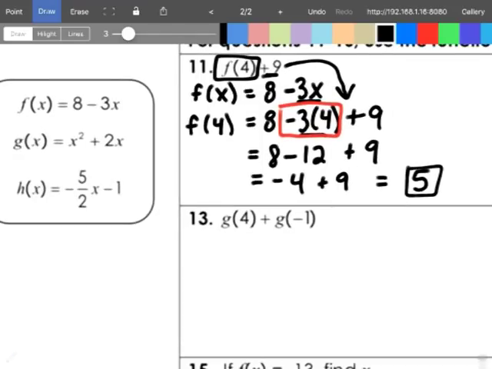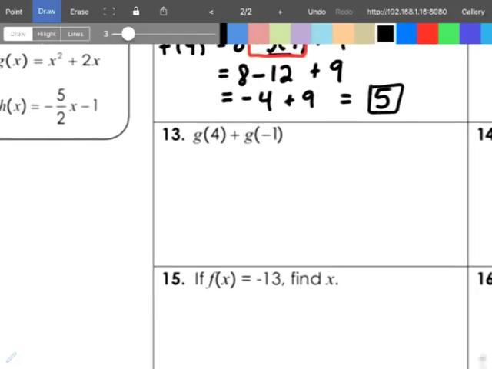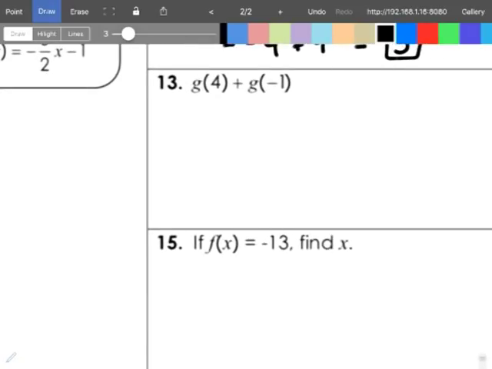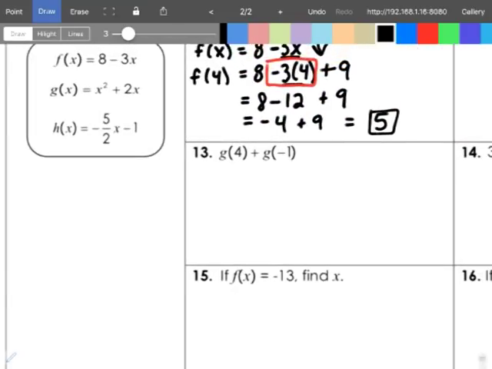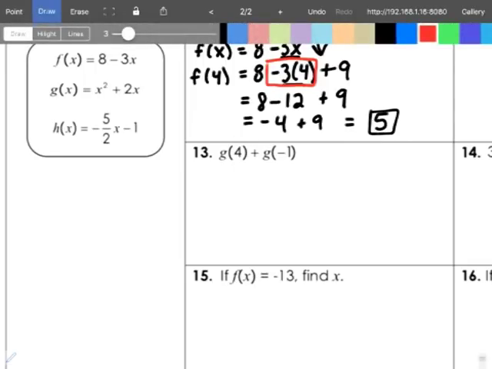Let's do 13, and probably 16, and then we'll move down. Okay, so g of 4. So this is telling me this piece I'm going to do in red. So let me actually erase this. Okay, this piece I'm going to do in red.